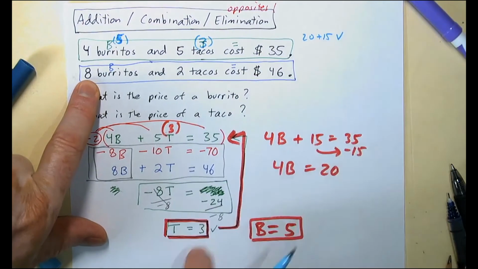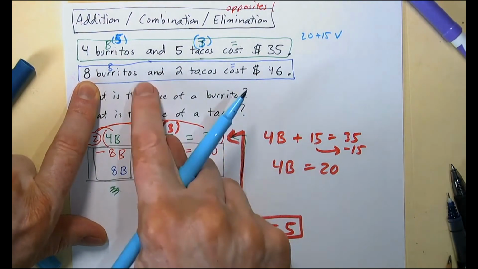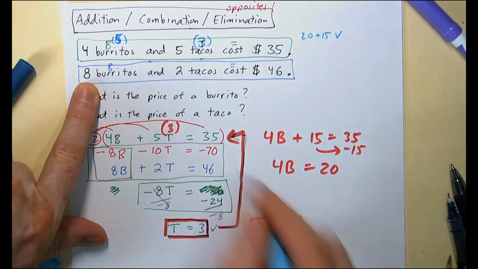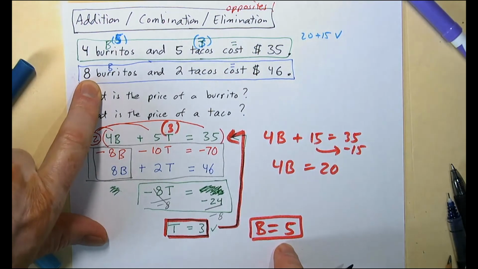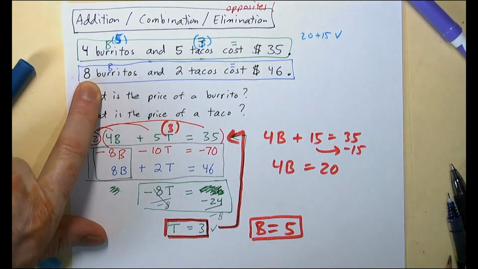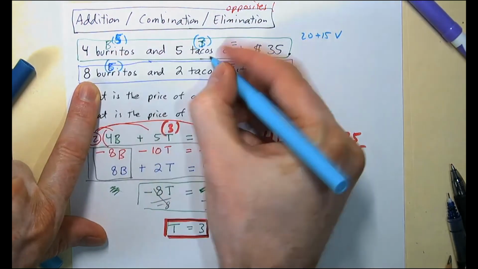I can't believe how many people like get their answer. They have like a burrito's $500. Like, did you check it? No. Okay. Or a burrito is -$5. -5? I mean, they pay you to eat them? They're that bad? Okay. Burritos 5, tacos 3.